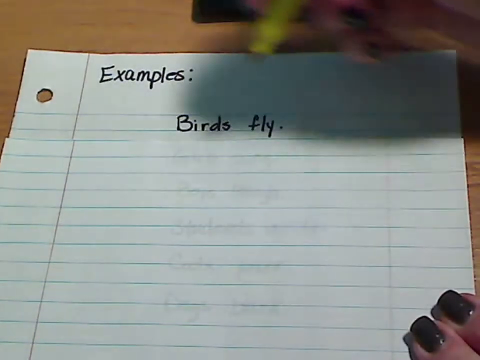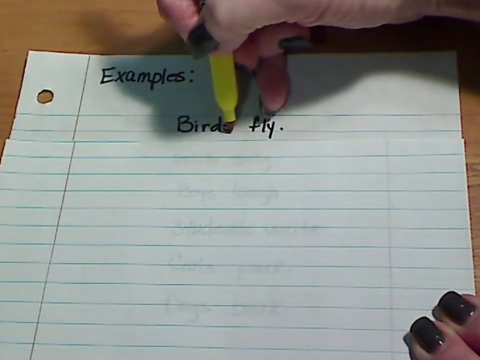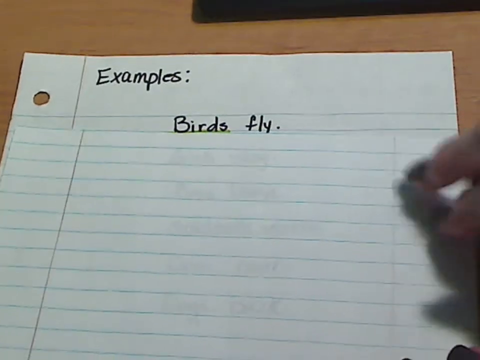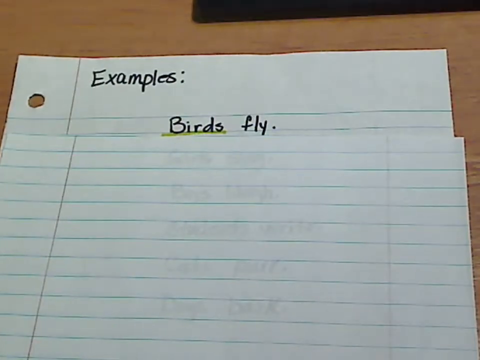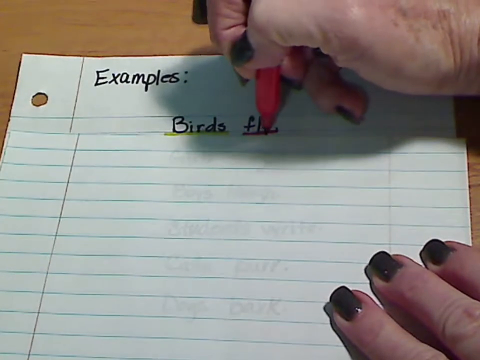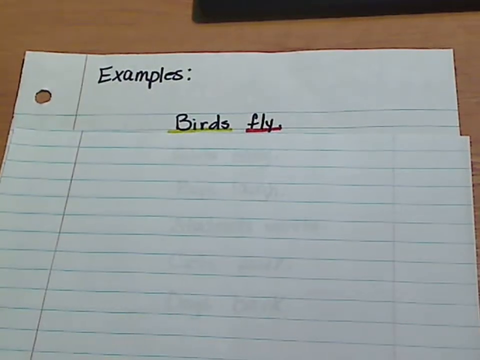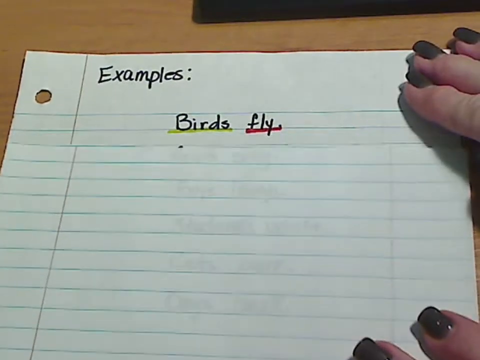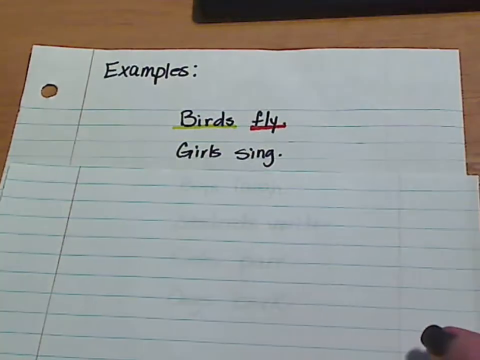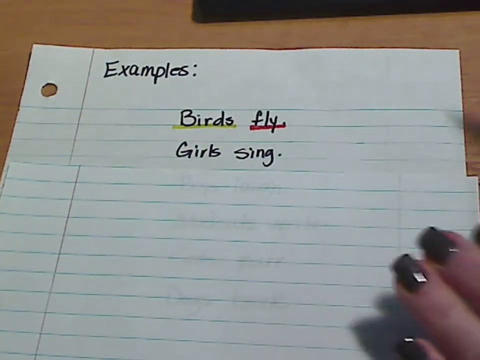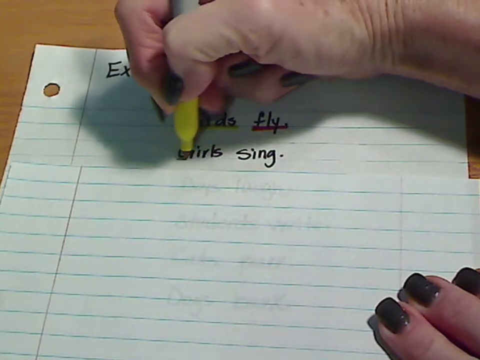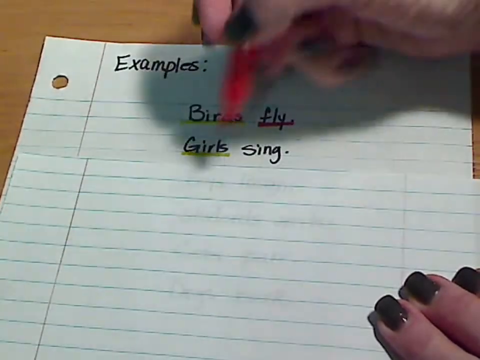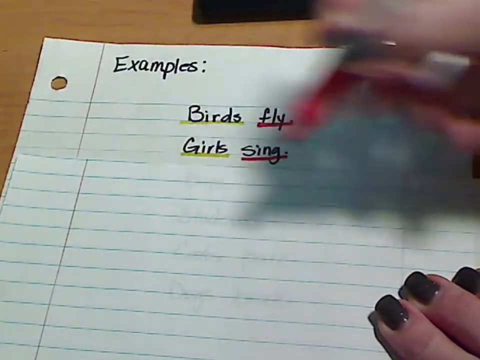So when we look at birds, we know that this is a noun, and we are going to underline this yellow. And we know that the action that bird is doing is fly. So we're going to color code by underlining the verb orange. Birds fly. So let's try a second one. Girls sing. So the noun is the first word, girls, so we're going to underline it yellow. And the action that they use is sing. So the girls sing.